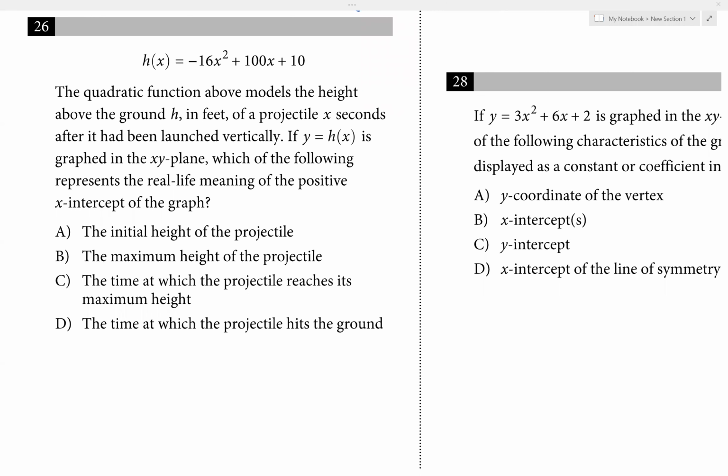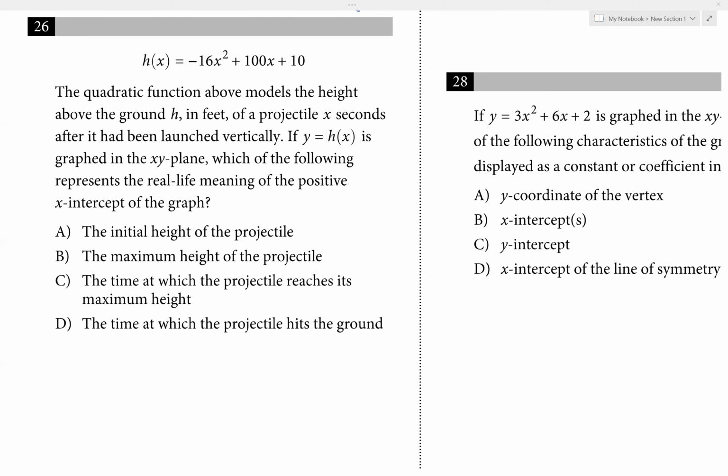And number 26, the quadratic function above models the height above the ground, h in feet, of a projectile x seconds after it has been launched vertically. If y equals h of x is graphed in the xy-plane, which of the following represents the real-life meaning of the positive x-intercept of the graph? Okay, the positive x-intercept of the graph.